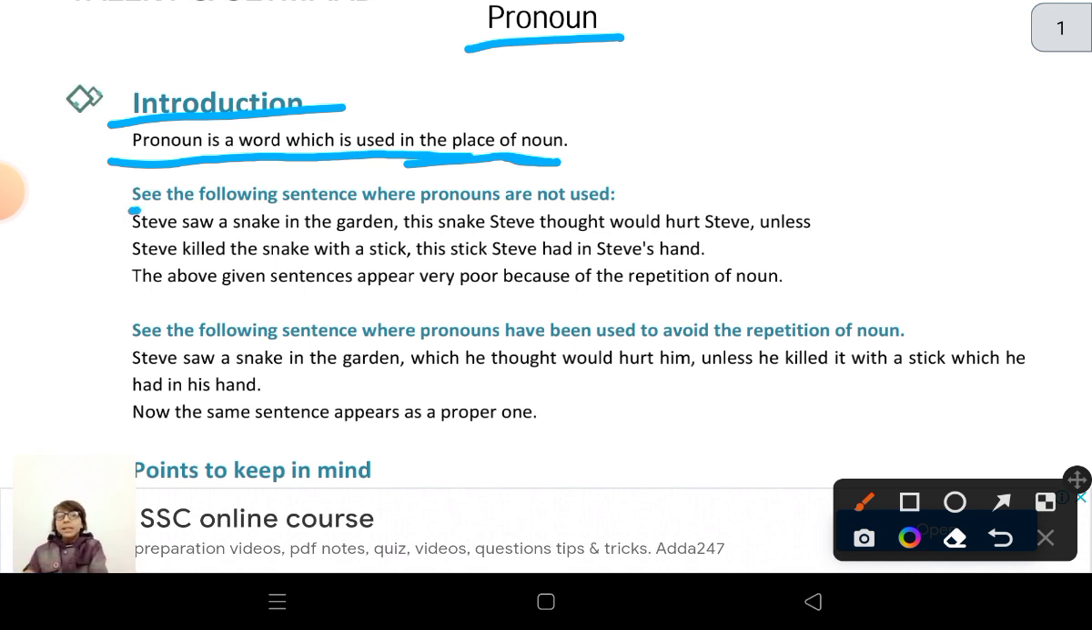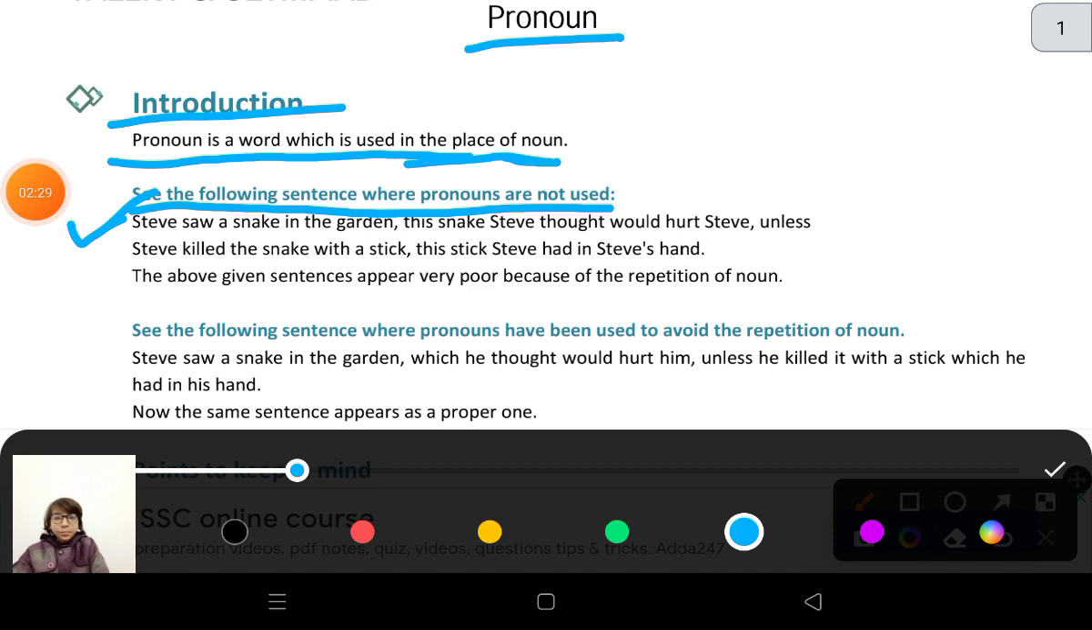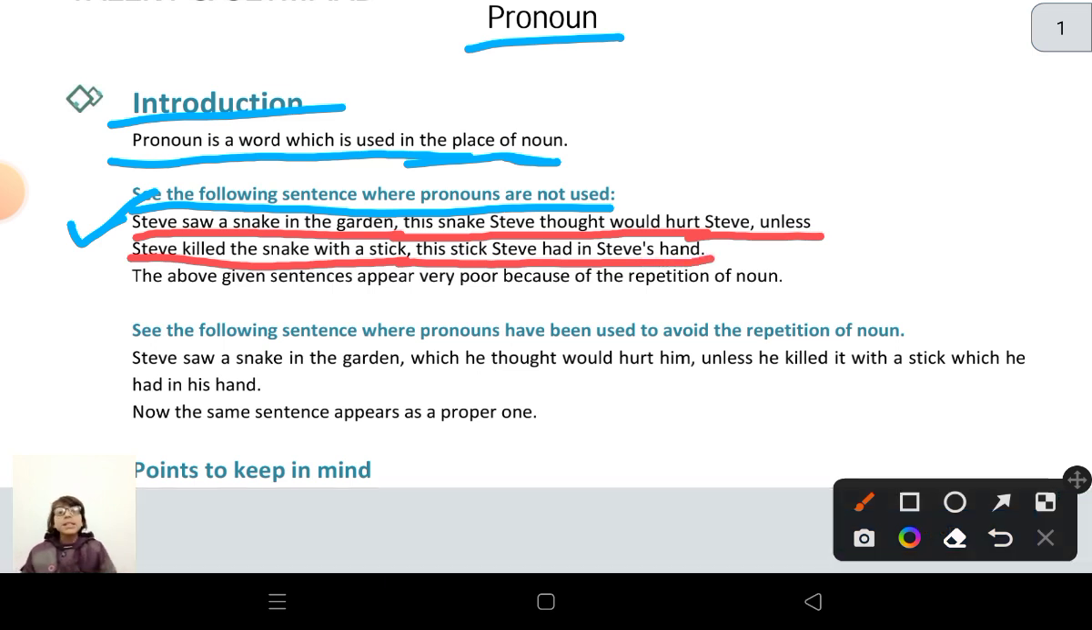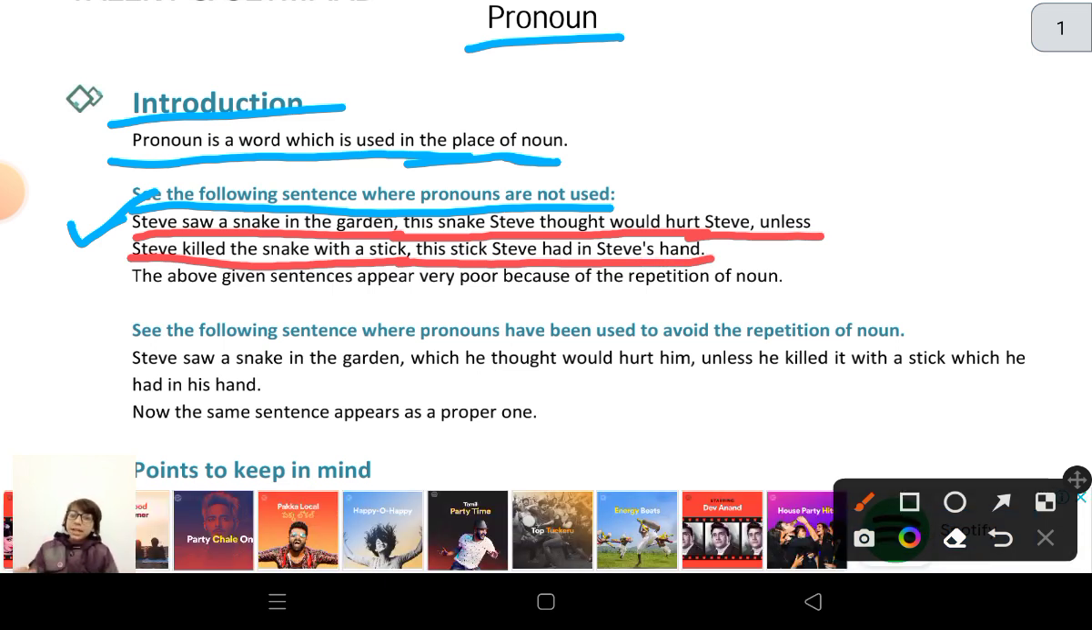Here's an example. See the following sentences where pronouns are not used. Steve saw a snake in the garden. This snake Steve thought would hurt Steve unless Steve killed the snake with a stick. This stick Steve had in Steve's hand. Steve thought that the snake would hurt him, unless he killed it with a stick that was in Steve's hand.